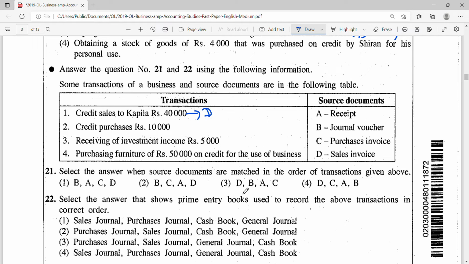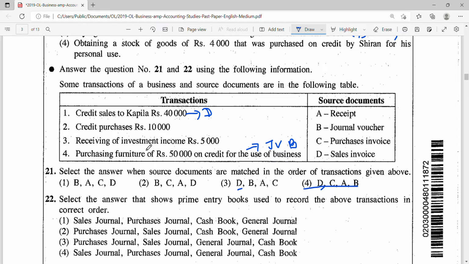So in the given 4 options, you can see 2 are starting with the option D. So let's use the shorter method. Purchasing a furniture of rupees 50,000, the very last transaction. Purchasing a furniture of rupees 50,000 on credit for the use of business. You are buying a capital good on credit. So here the prime entry book is general journal. So the source document is a journal voucher, which is B. So here answer is answer 4.